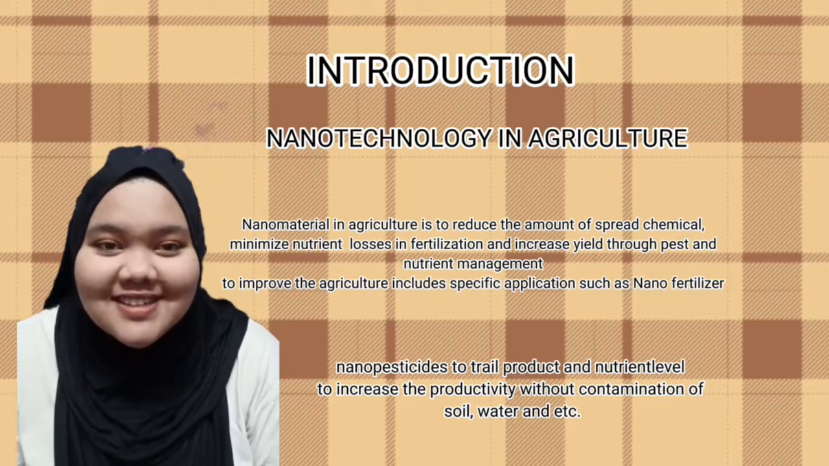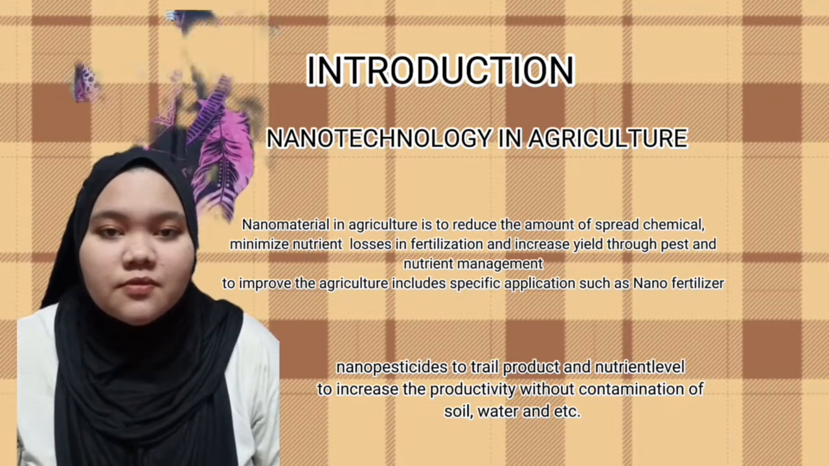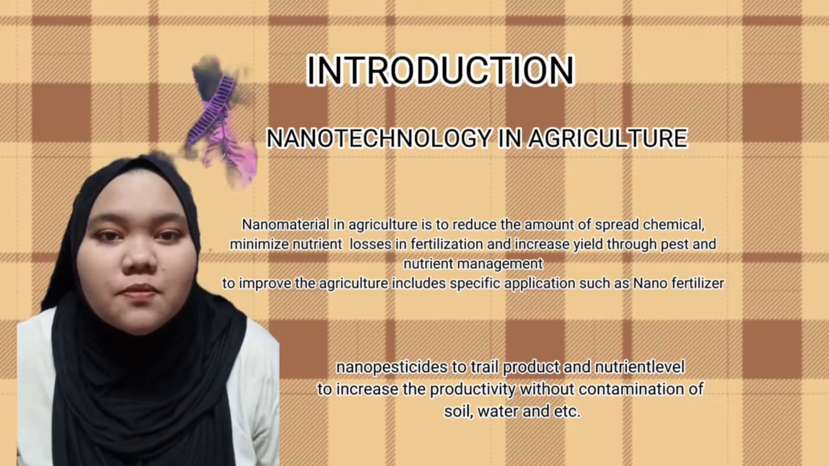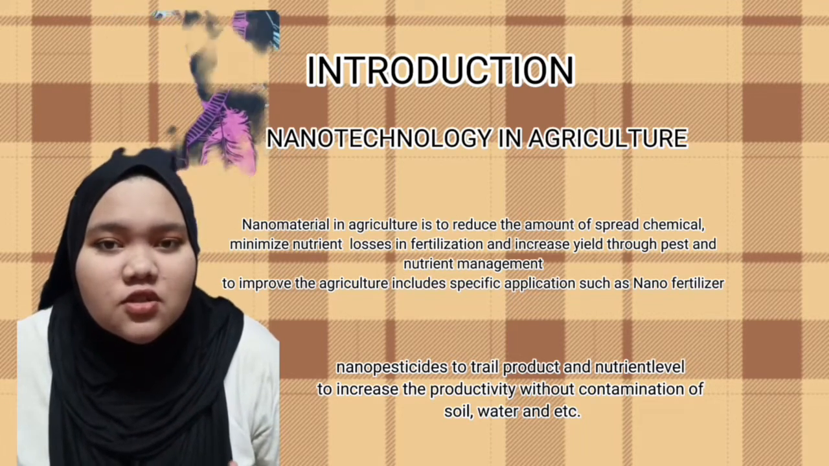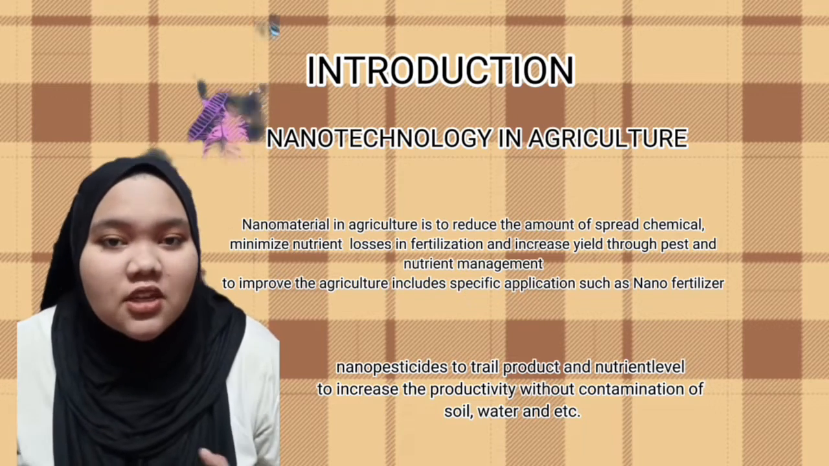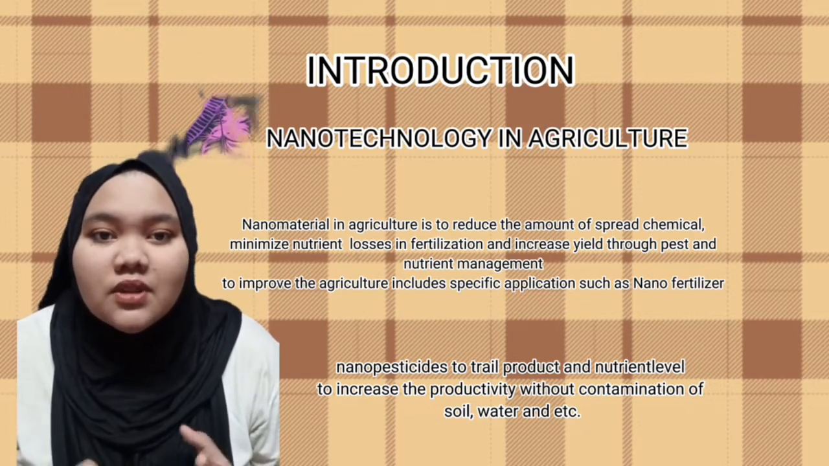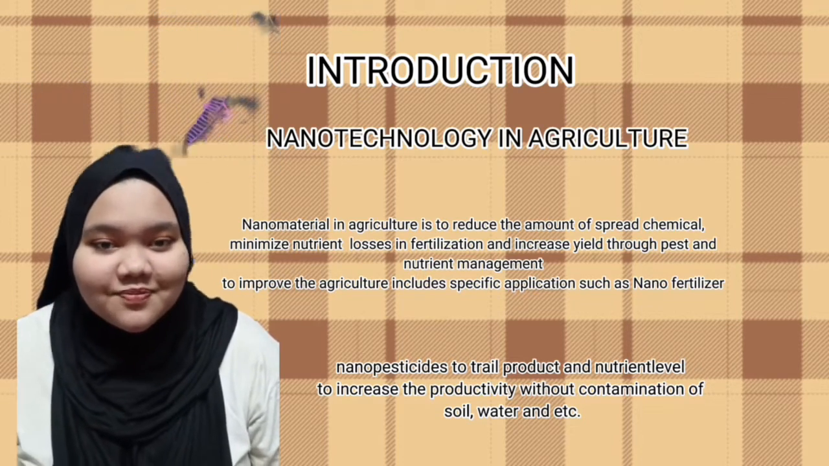Nanomaterials in agriculture are used to reduce the amount of sprayed chemicals, minimize nutrient losses in fertilization, and increase yield through pest and nutrient management. Nanotechnology is used to improve agriculture through specific applications such as nanofertilizer and nanopesticide, to track product and nutrient levels and increase productivity without contamination of soil, water, and the others.